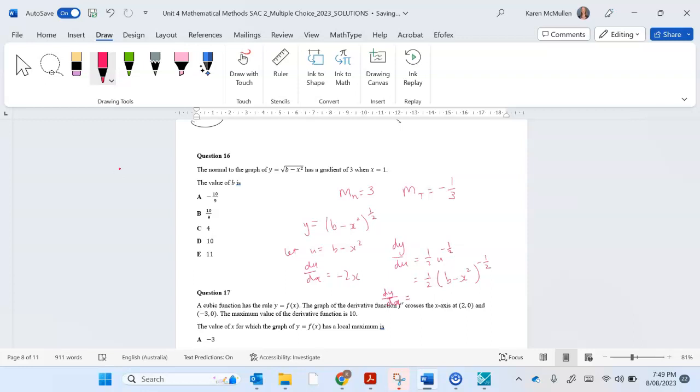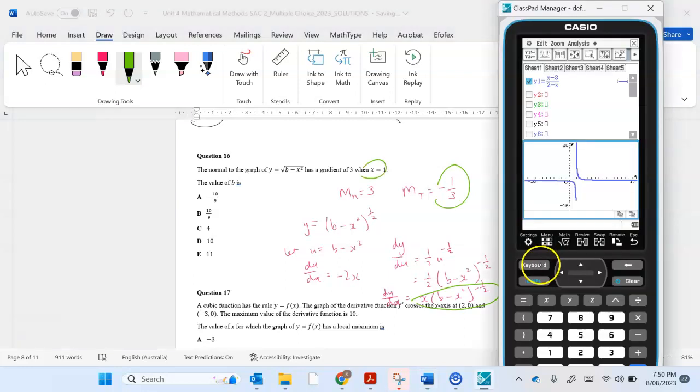All right, so that negative 2 and that 2 cancel, so then we're just left with x b minus x squared to the negative a half. So this gradient is equal to this, and we also know that x is equal to 1. So let's do all that on our calculator. There's a lot going on there.